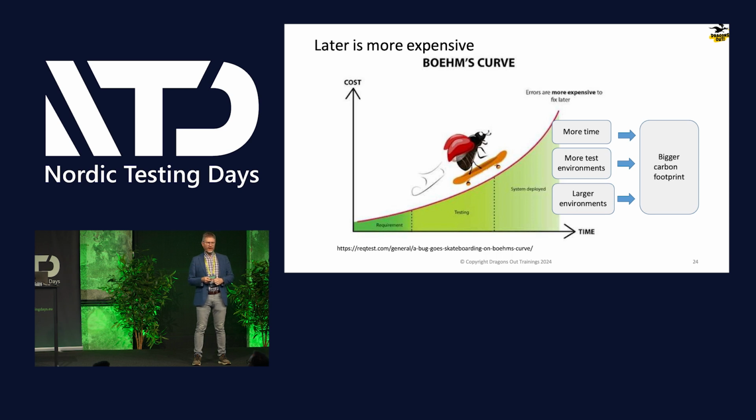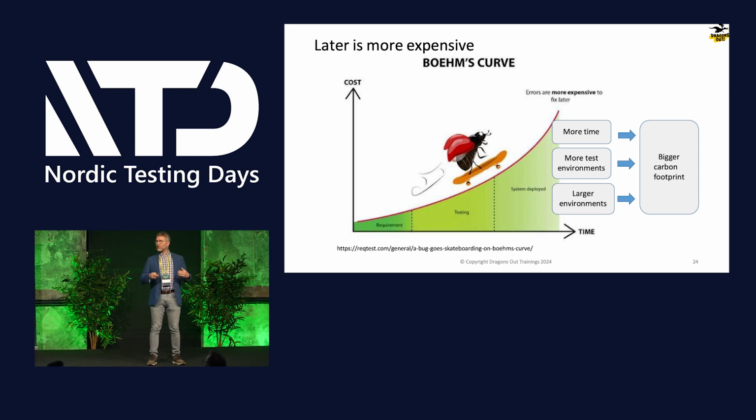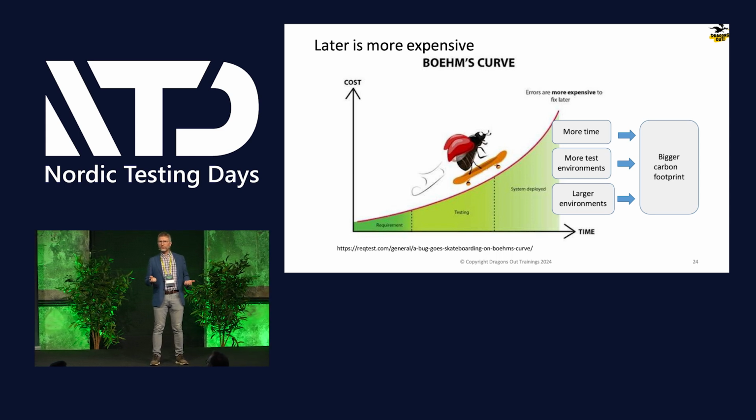If we add the test environment idea here, if you find defects late, that will mean you have used more time, more test environments, and also larger environments. And that obviously means a bigger carbon footprint. So also from the environment point of view, it's pretty bad to find defects late. So why don't we try to find them early?